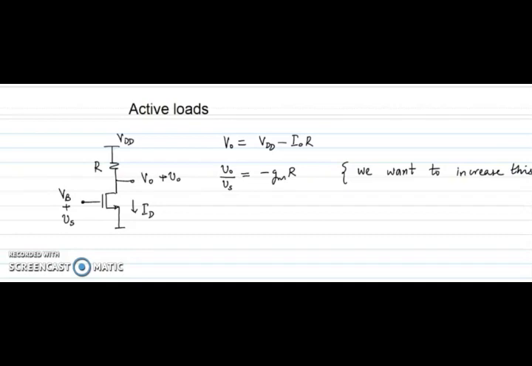We want to increase the gain V0 upon Vs. Now there are two ways to increase this gain. One way is either to increase Gm or to increase R. Now if I increase Gm, how can I do this? I can increase the Gm by increasing the drain current ID. But by doing this, the overall power consumption also increases along with it.